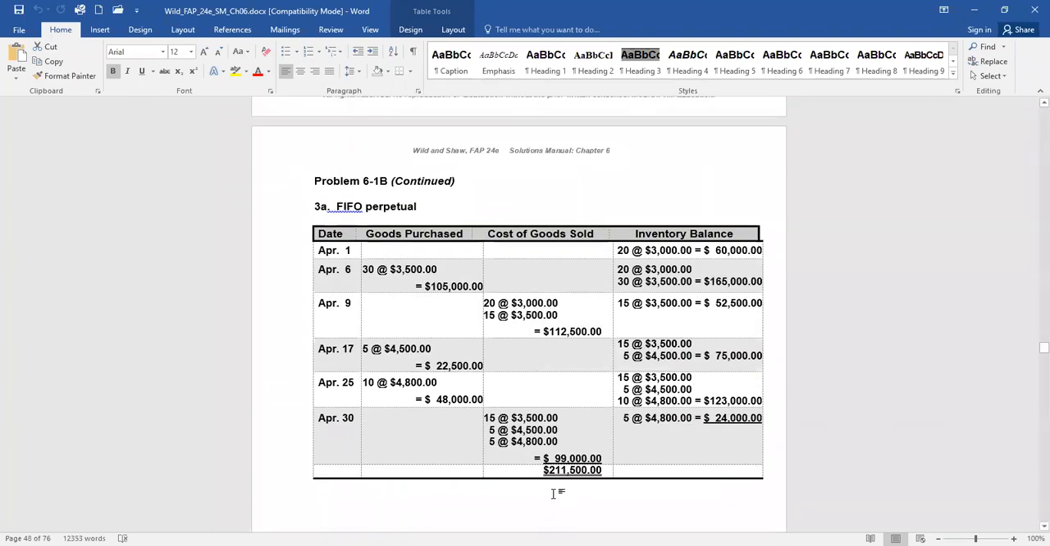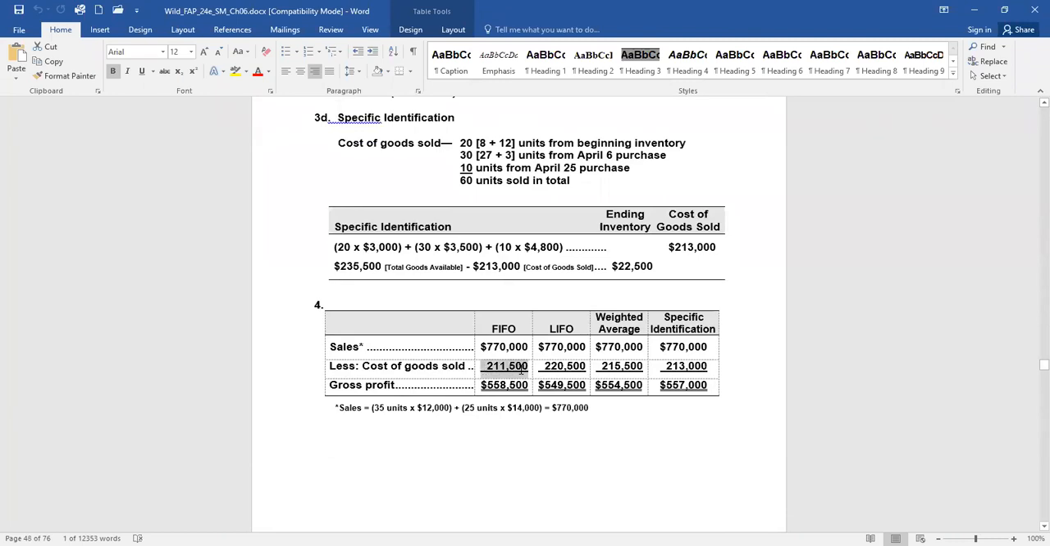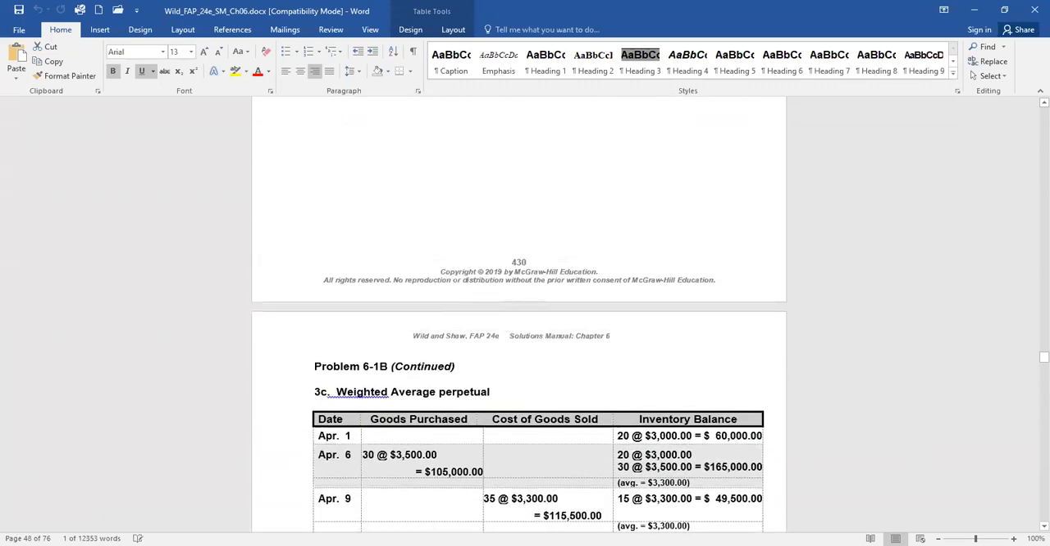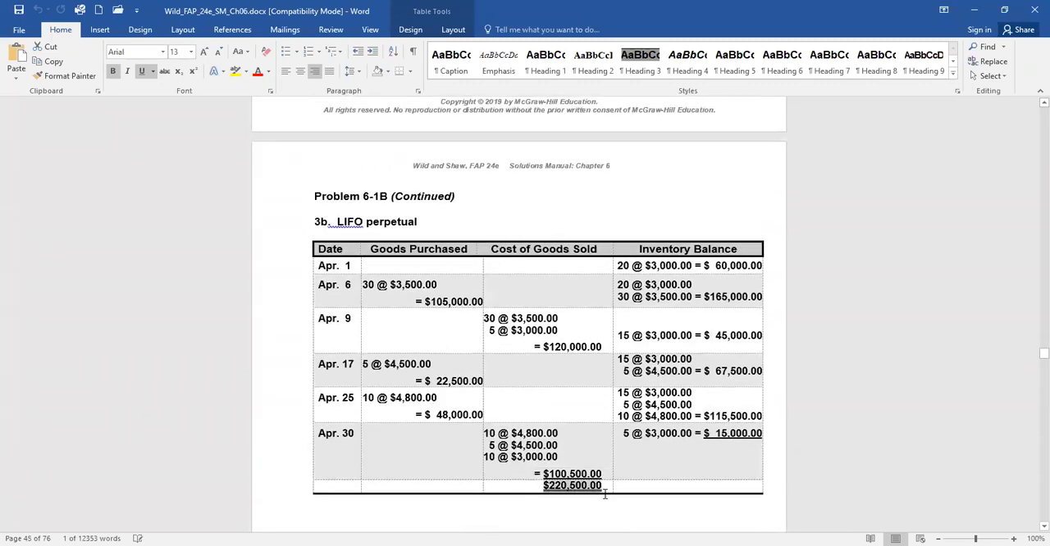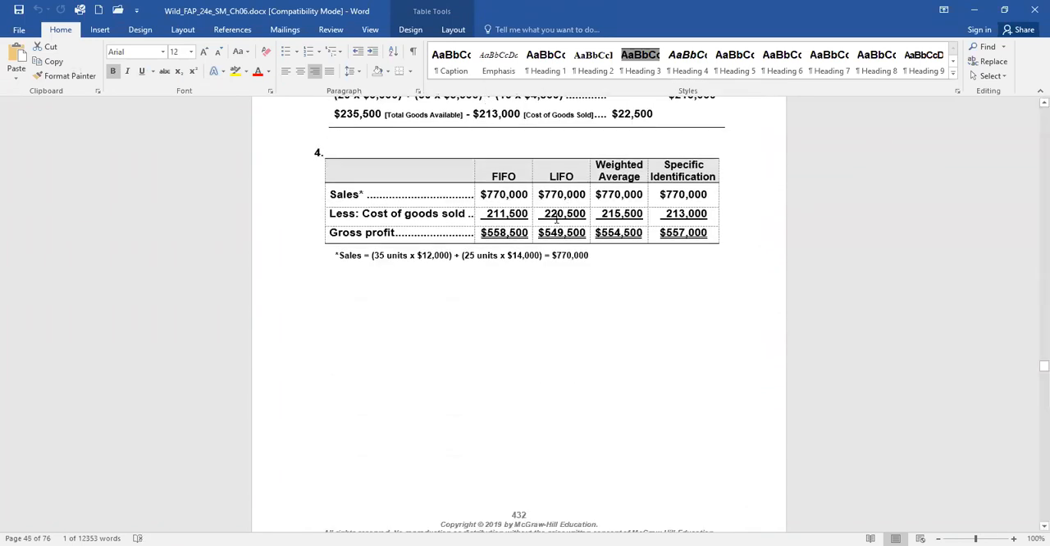For instance, I'm going to scroll back up here. Under FIFO, your cost of goods sold for the 2 sales is $211,500. Subtract that from $770,000, what you charged the customers for the inventory, what the inventory cost you using FIFO of the items you sold, $211,500. Gross profit, the difference, $558,500. Do the same thing with LIFO. Go back up here. Here's our LIFO. $225,000 is the amount of cost of goods sold. So $770,000 minus $225,000, gross profit $549,500.